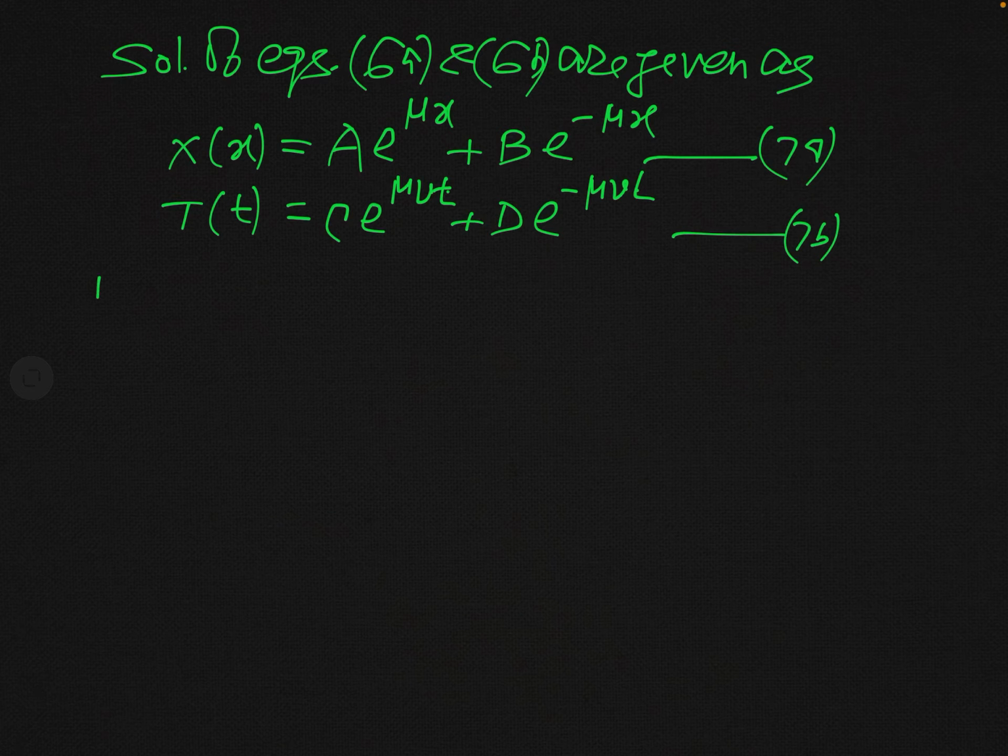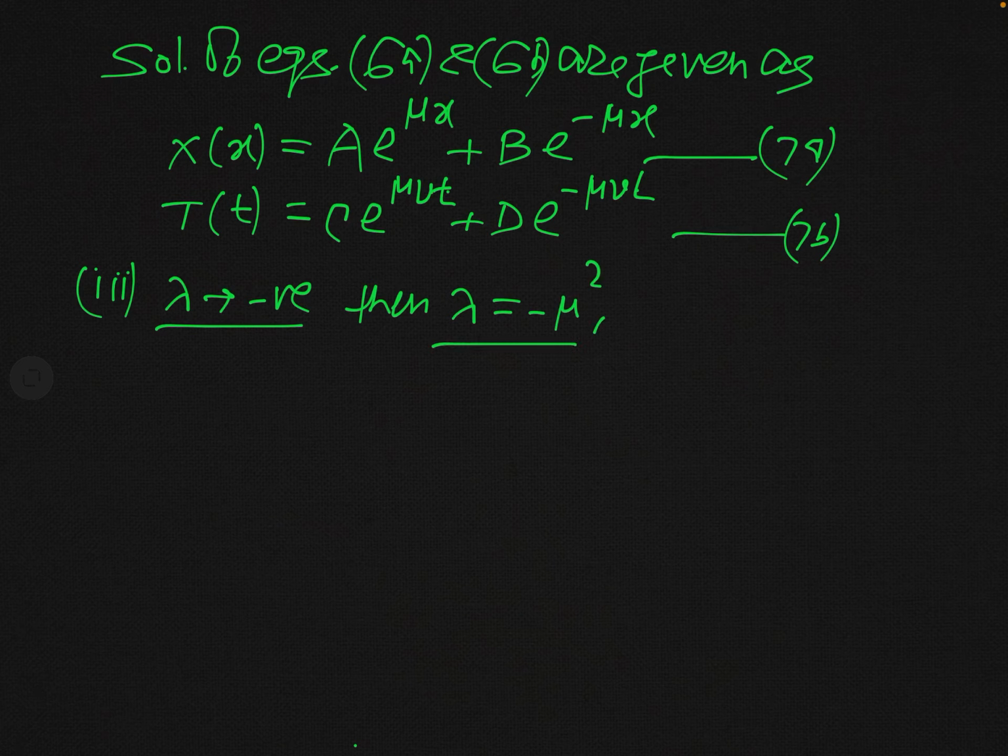Now I am talking about the third possibility. In the third possibility, we will consider that the separation constant is negative. So lambda is negative. If lambda is negative, then you may take lambda equal to minus mu square, because mu square will always be positive, so lambda will always remain negative. So if you take lambda equal to minus mu square, then what will our equation be?